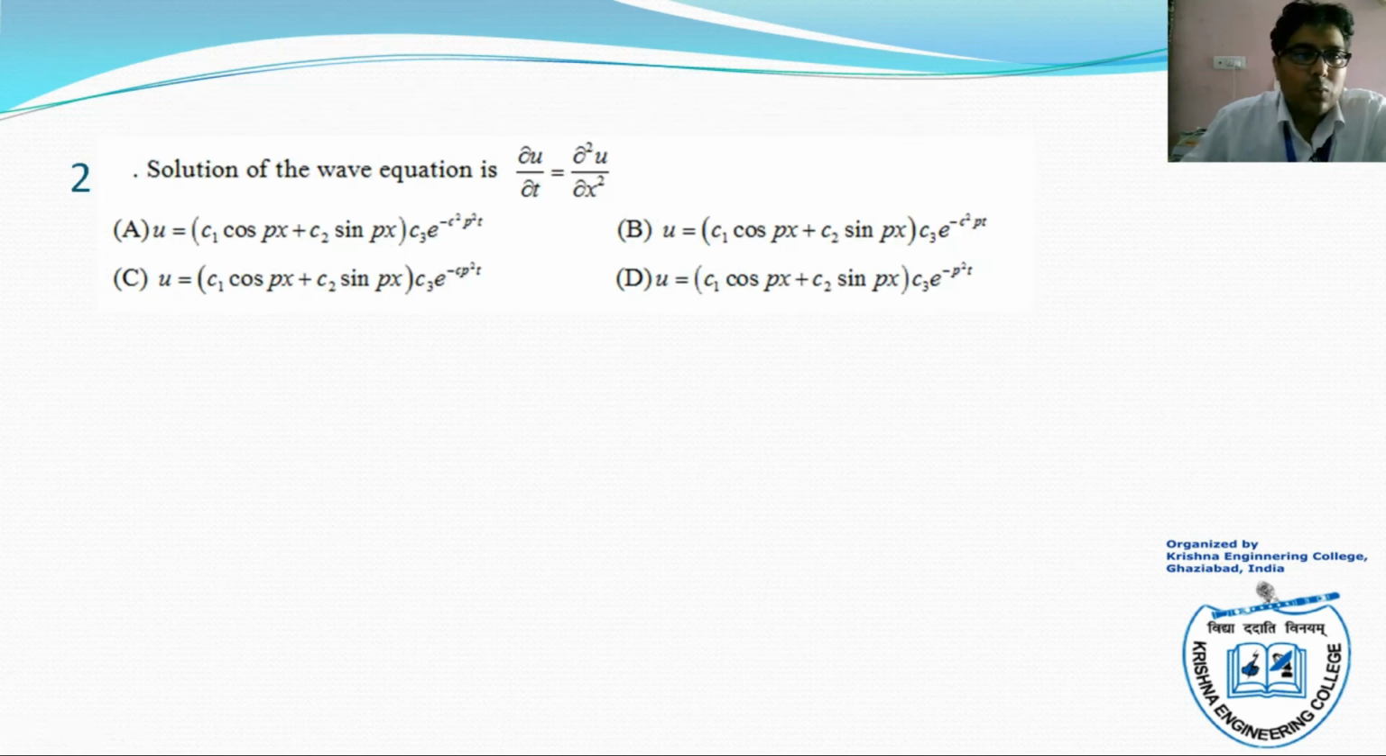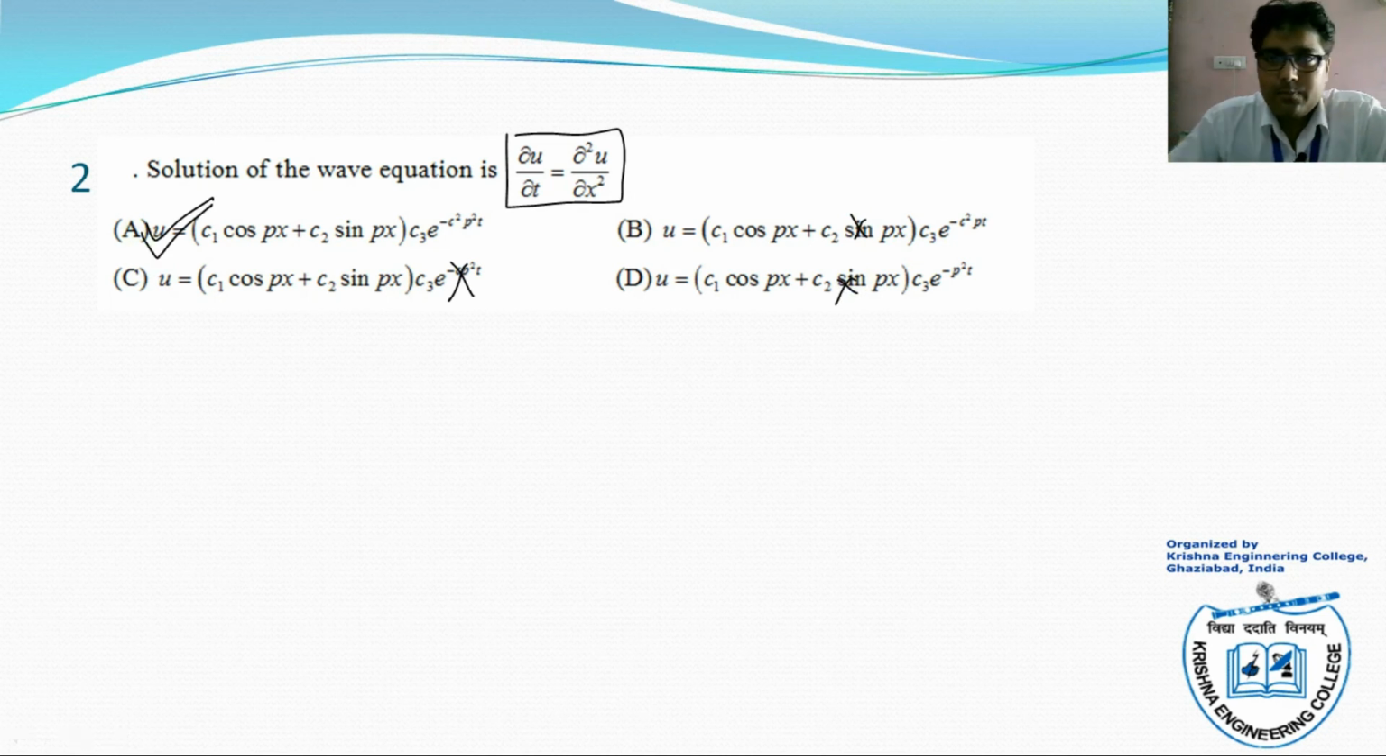Question number 2, the solution of the one-dimensional heat equation is c1 cos px plus c2 sin px into c3 e to the power minus c square p square t. So option A is correct. Clear? This is not correct. This is not correct. So here option A is correct. This is the standard result.